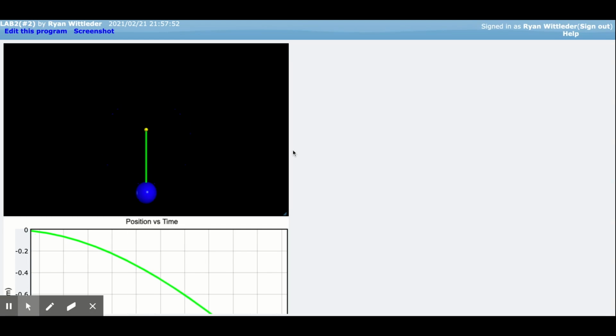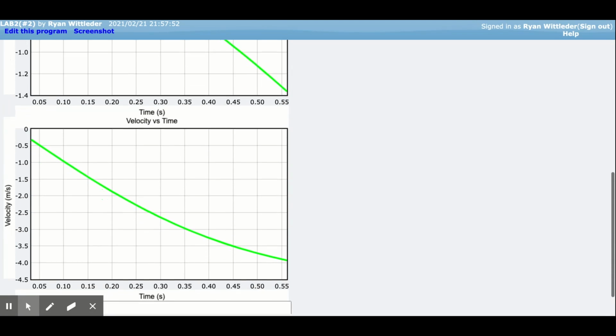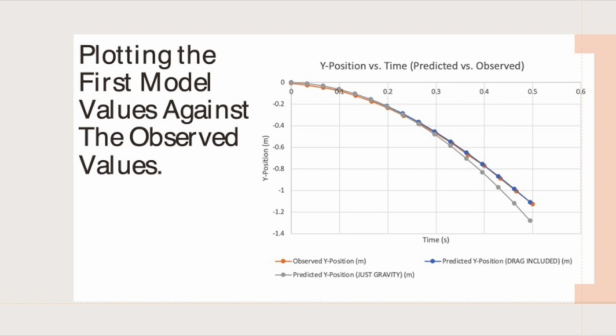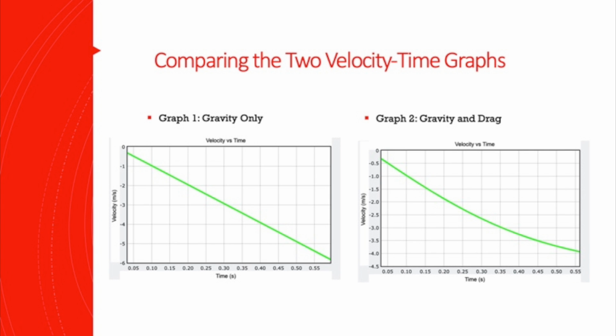Running this new model yields results that look much more akin to my observational graph. On my combined graph, this new model is represented in blue. Looking at the two velocity versus time graphs created by my computational models, we can notice several key differences.